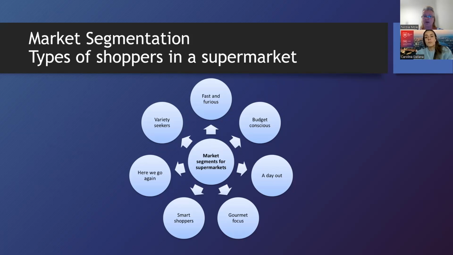Smart shoppers compare prices and compare quality. Here we go again, that's probably mum or dad doing the weekly food shopping. They have their list of products that they buy regularly. Or the variety seekers: I bought that brand last week, I'll buy this brand this week. They're looking for a wide variety of products in the supermarket. So we segment markets in many different ways.